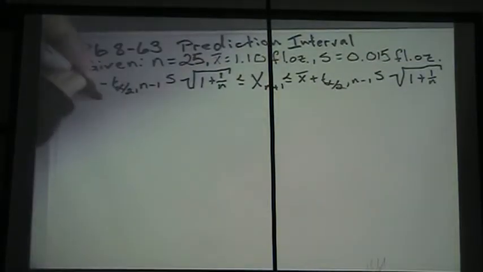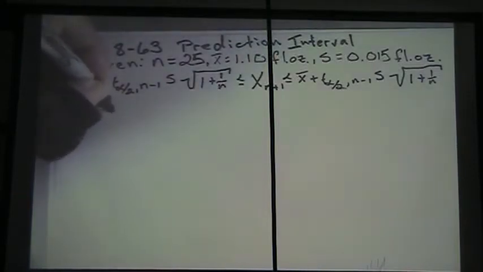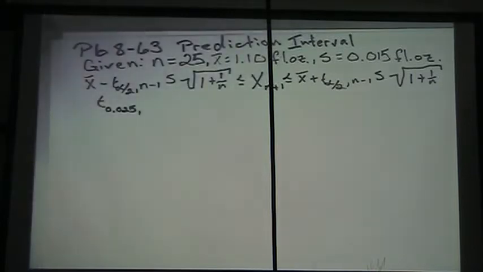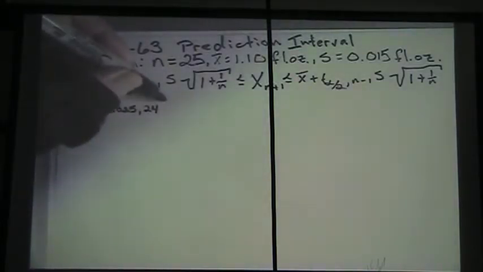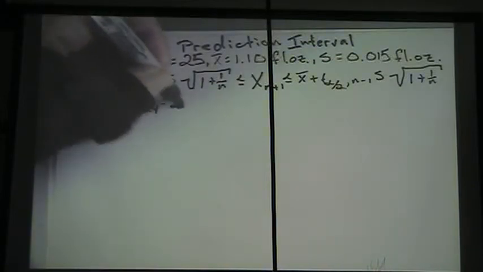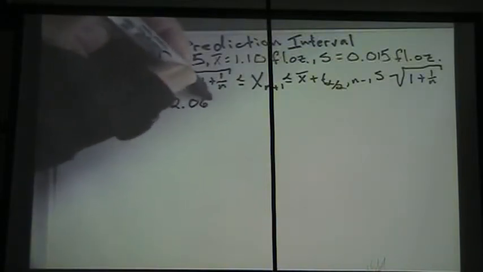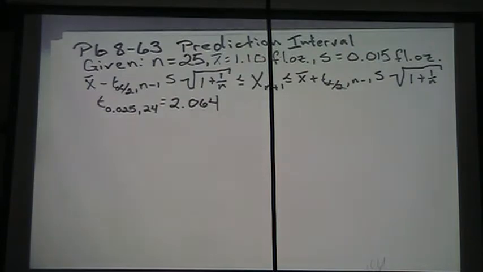So, t of 0.025, our alpha divided by 2, and 24 degrees of freedom is 2.064. Now we have all our numbers. We're going to substitute them into our equation up here.